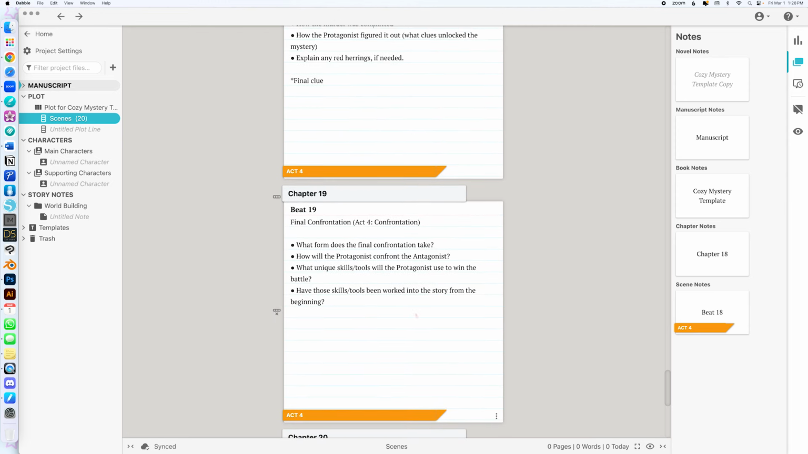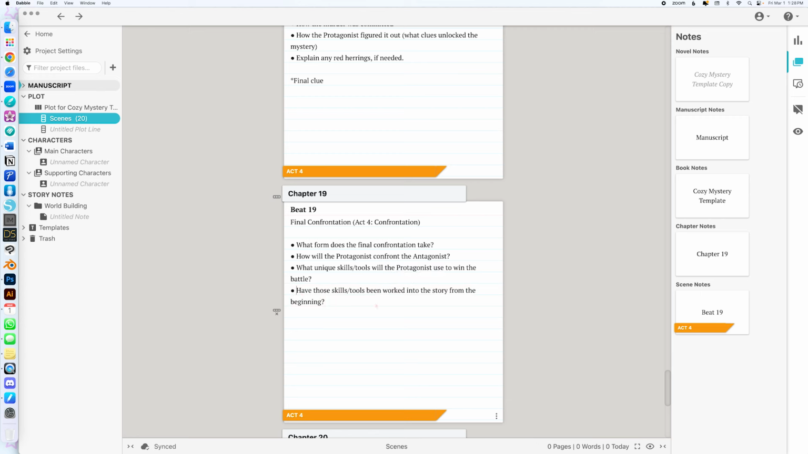Beat 19, we're almost there, guys. Stay with me. So beat 19 is final confrontation. It's still in the confrontation, obviously, act. What form does the final confrontation take? How will the protagonist confront the antagonist? What unique skills or tools will the protagonist use to win the battle? And have those skills or tools been worked into the story? This is very, very important.